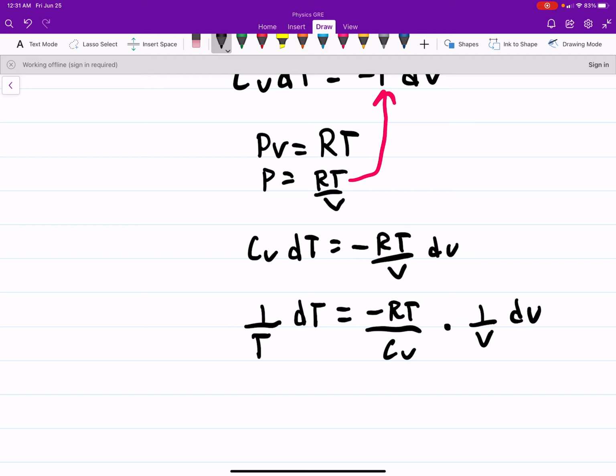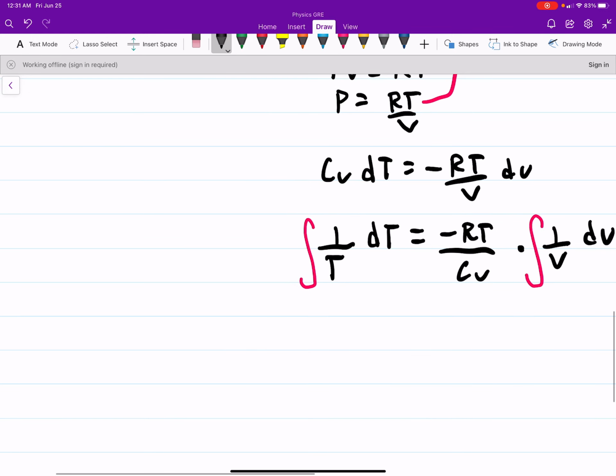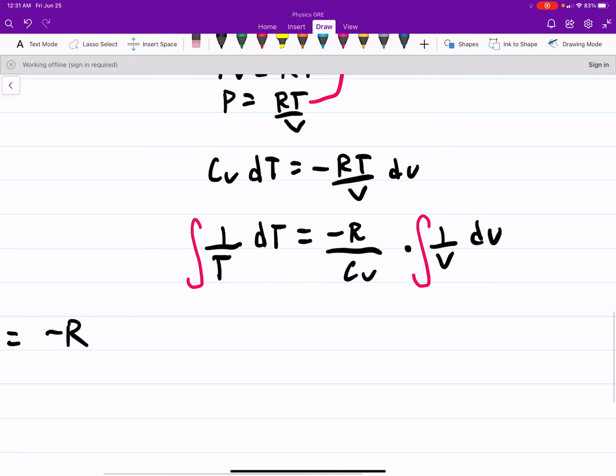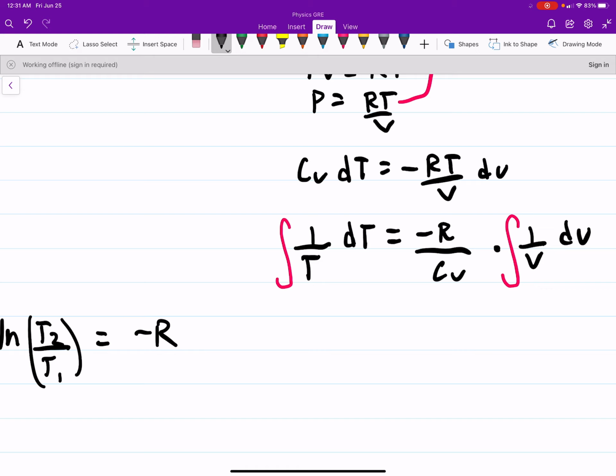Okay, and then what we can do is integrate both sides. Those are constants with respect to the integral, so that can just be factored out. And you'll get ln T2 over T1 equals minus R, I'm sorry, there's no longer a T there. Move that over, divided by Cv is the natural log of V2 over V1. Just doing our integration there.